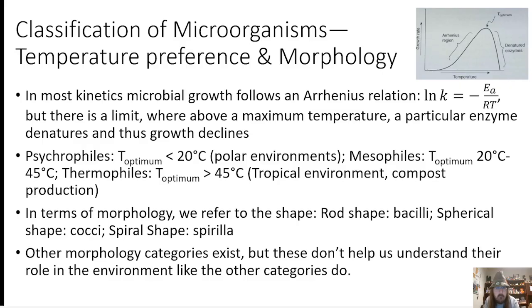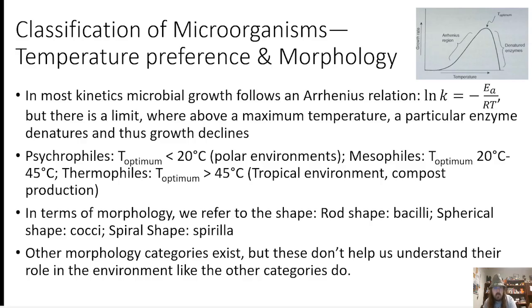And so we can have various types of bacteria that favor different conditions. Psychrophiles prefer cold environments, with an optimum temperature below 20 degrees. Mesophiles are the medium ones, between 20 and 45, and thermophiles have an optimum temperature somewhat above 45, which would obviously favor tropical environments or, say, compost heaps.